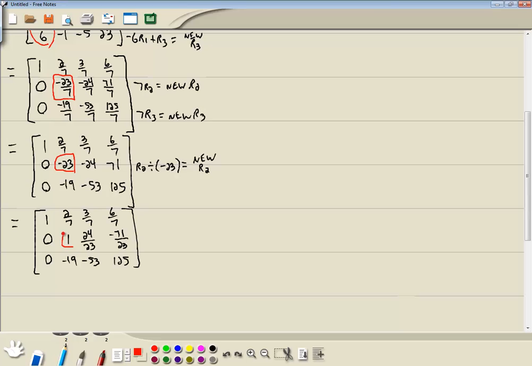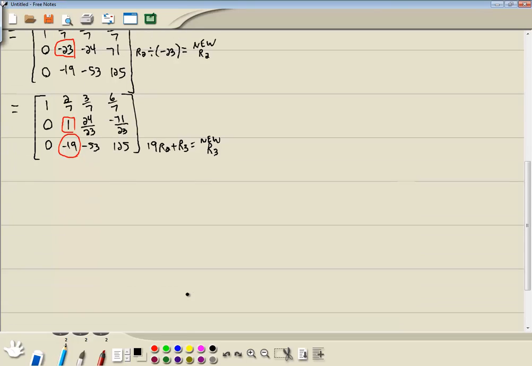Okay, so we got our 1 here. Now we want to get zeros below it. And you ask yourself, what do you multiply times this 1 that you can then add to this negative 19 and give you a 0? Well, it'll be a positive 19. Remember, it's always the opposite number. So 19 times row 2, and we'll add that to row 3, and that's going to give us our new row 3. Okay, so we got 1, 2 sevenths, 3 sevenths, 6 sevenths, 0, 1, 24 over 23, negative 71 over 23.